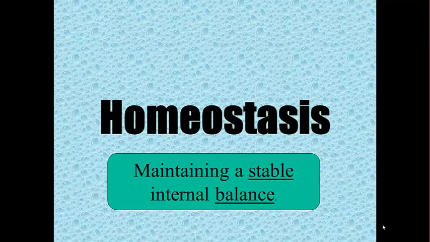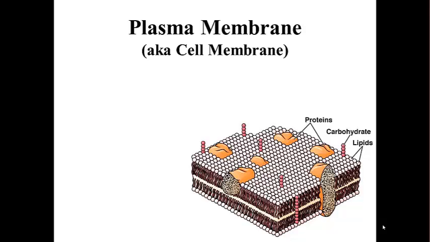So homeostasis is maintaining a stable internal balance. Basically, homeostasis means that everything is even on either side, so the inside of a cell or an organism is going to have exactly what it needs, and so it can maintain that amount. The cell membrane, or plasma membrane, is the number one thing that controls the homeostasis within a cell.